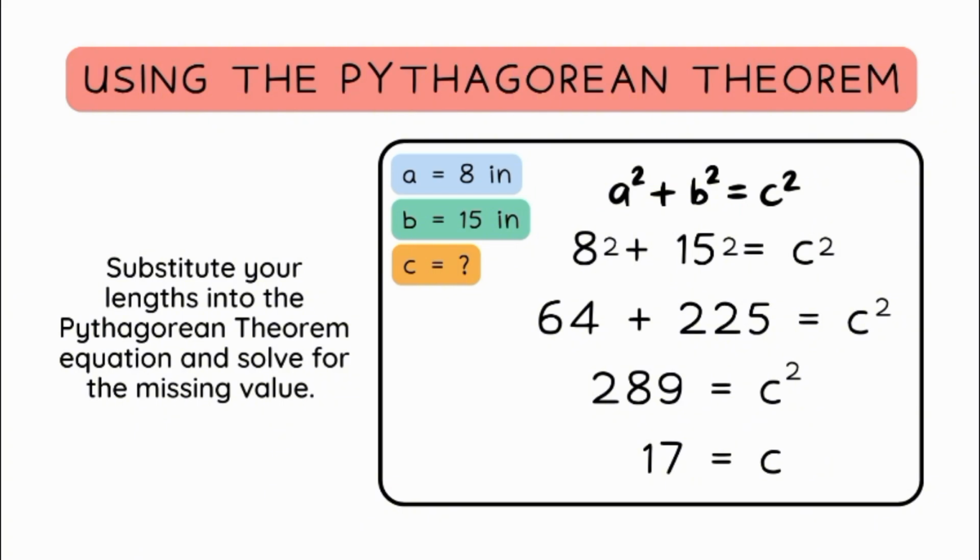First, write the formula: a squared plus b squared equals c squared. Substitute the known values. 8 squared equals 64. 15 squared equals 225. Then 64 plus 225 equals 289. Next, the square root of 289 equals 17. Therefore, the length of the hypotenuse is 17 inches. This example shows how easy it is to find the missing side using the Pythagorean theorem.